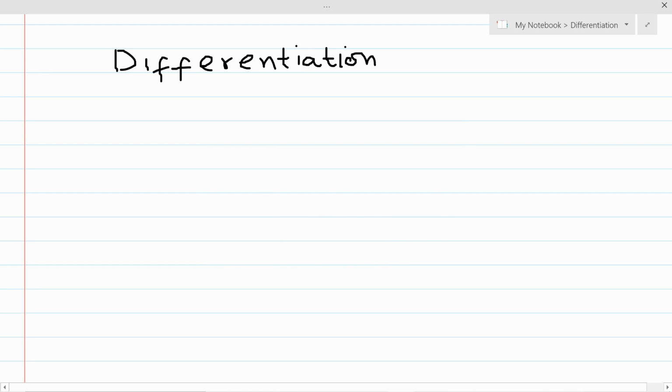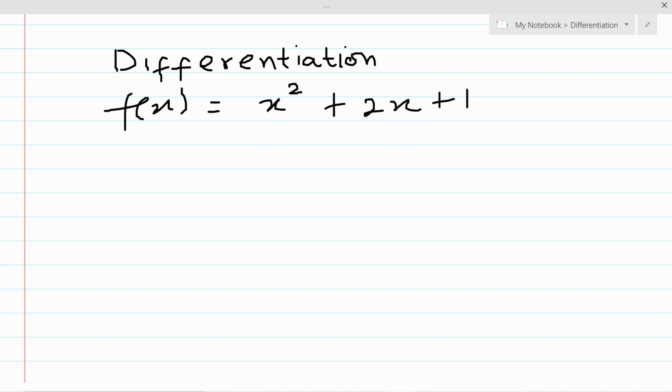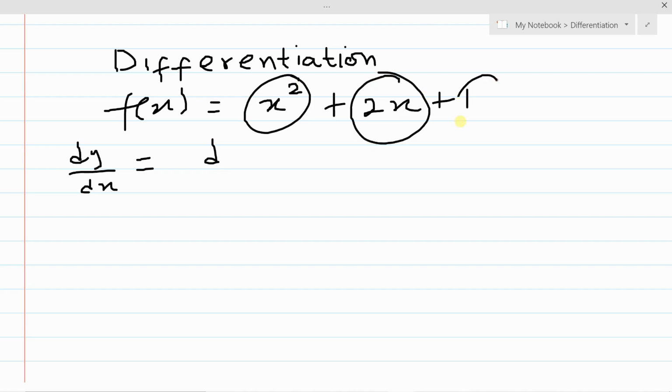Alright, so if I have f of x equals, let's say, x squared plus, let's say, 2x plus 1, then if I want to find the derivative of the whole of f of x, dy dx will be equal to differentiating this term alone plus differentiating this term alone plus differentiating this term alone. Okay, but there are some special cases that you should know.